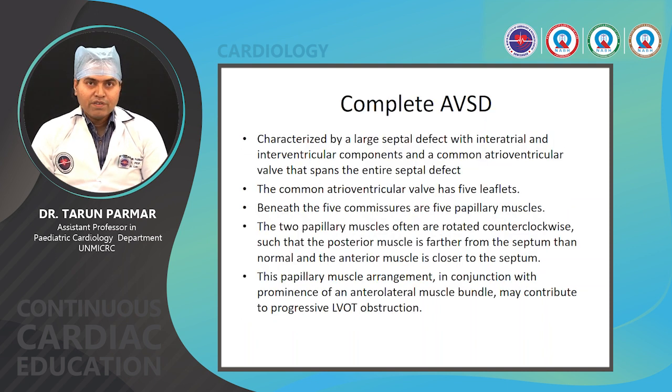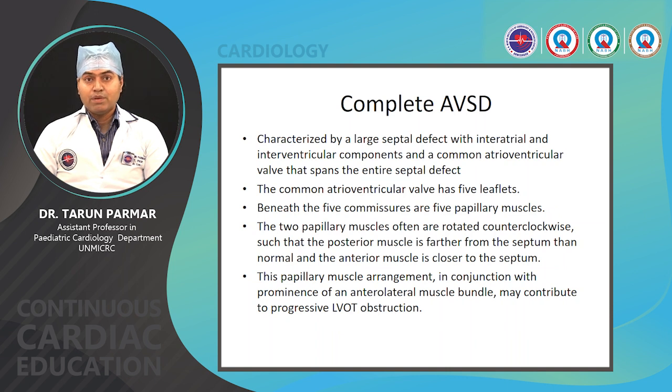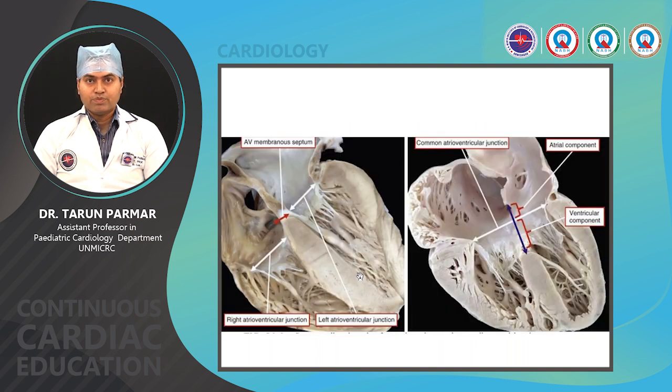So now come to the complete AVSD. Complete AVSD carries a large septal defect with interatrial and interventricular components and a common atrioventricular valve that spans the entire septal leaflet. The common AV valve has 5 leaflets. Beneath the 5 commissures are 5 papillary muscles. Two papillary muscles are often rotated counterclockwise in the LV such that the posterior muscle is farther from the septum than normal and the anterior muscle is closer to the septum. This papillary muscle, in conjunction with the prominence of the anterolateral muscle bundle, may contribute to progressive LVOT obstruction.